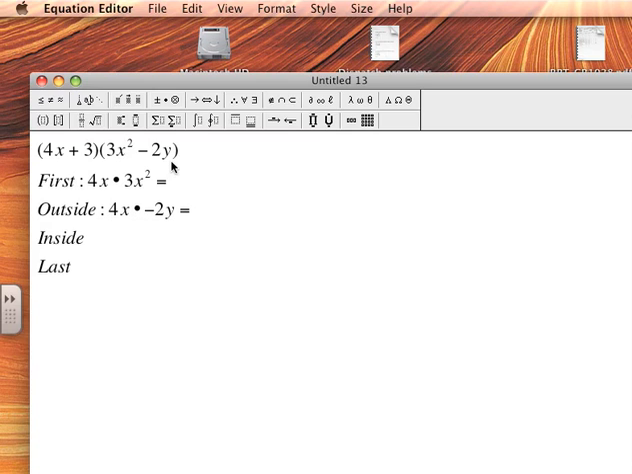Type my equal sign, and now I'm looking at my inside terms. Now my inside terms are, well, which two terms are closest to the middle? In that case, it's 3. So I type 3, and then 3x squared.